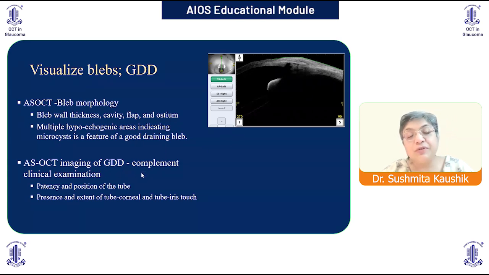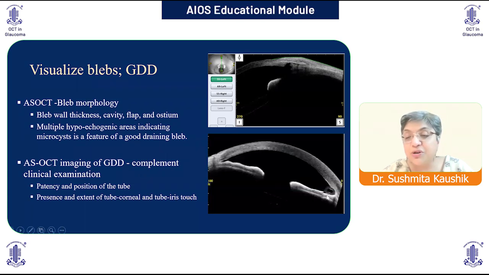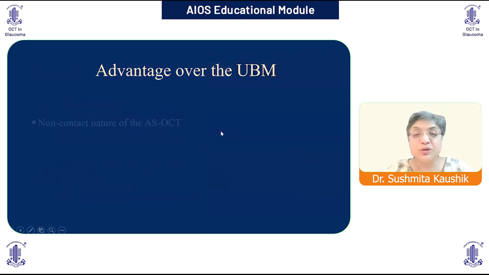Now, AS-OCT imaging of a glaucoma drainage device complements clinical examination. So you can see the patency and position of the tube and the presence and extent of tube-corneal touch and tube-iris touch. You can see this tube, it is really indenting the cornea. So you know that this is really touching the peripheral cornea, and it is also indenting the iris in the periphery. So this probably is a shorter tube in a very shallow AC, and you can actually visualize it and monitor it over time. With glaucoma drainage implant positions, sometimes you don't see them so well unless you use a gonioscope, and that's an important indication for us to do an AS-OCT.